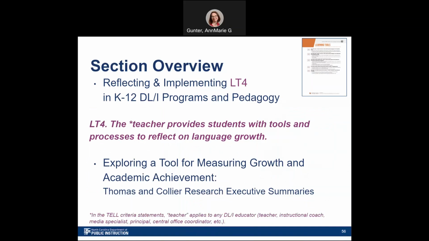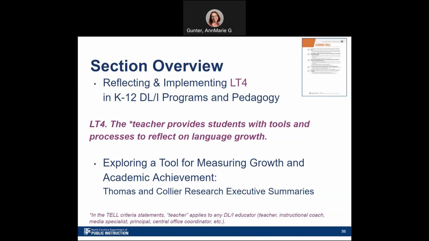As always, the asterisk, of course, in reference to teacher in LT4, applies to any DLI educator, whatever role you have with your program or your DLI classroom. So maybe a teacher, maybe an instructional coach, a media specialist, a principal, a central office coordinator, or whatever you do in support of DLI.